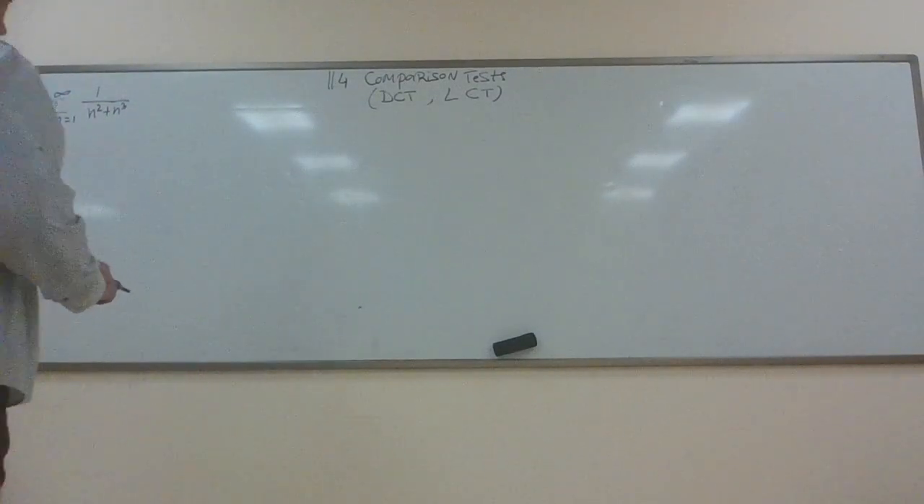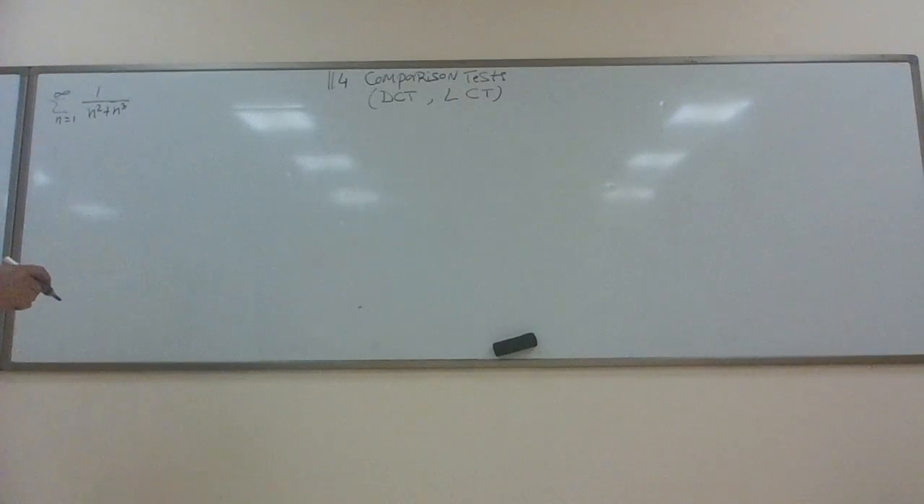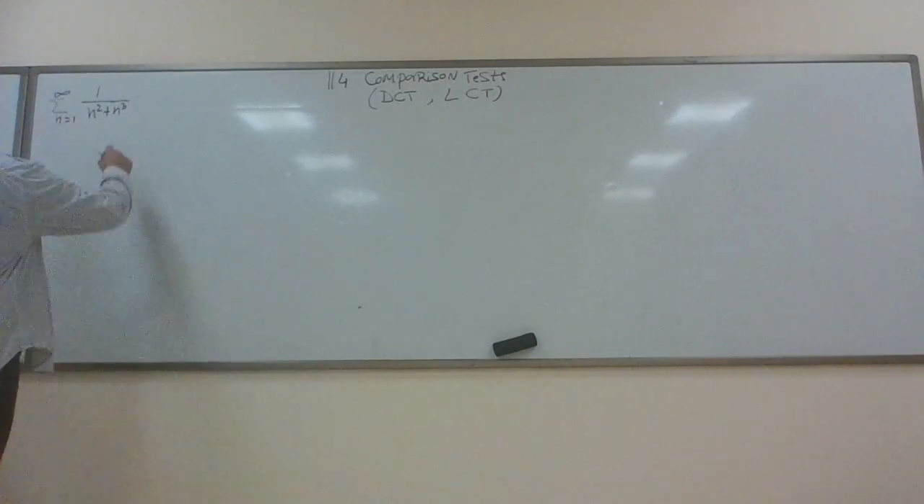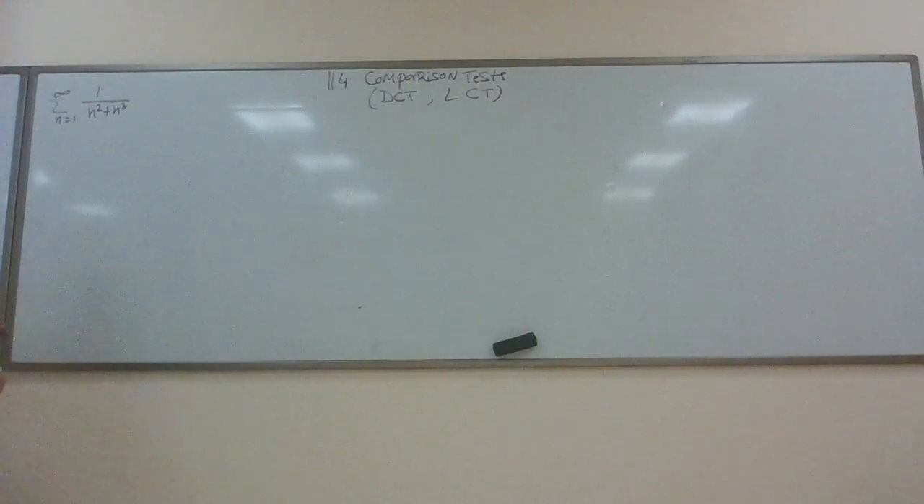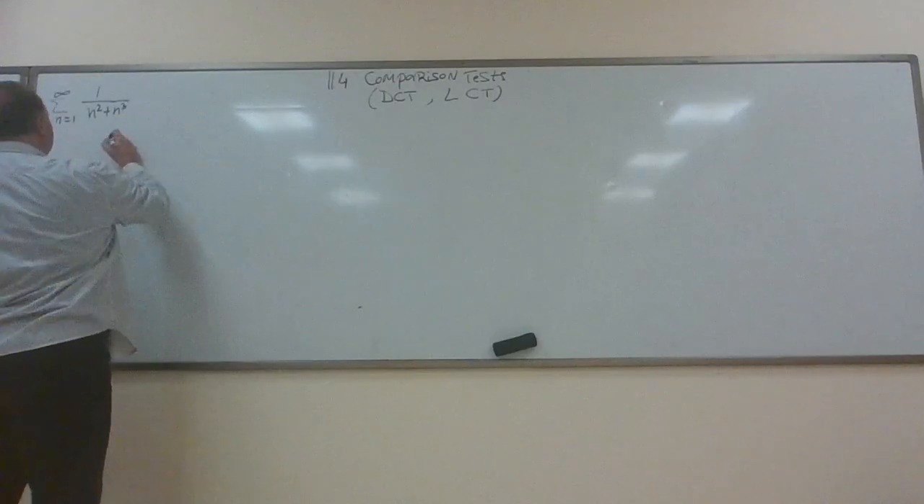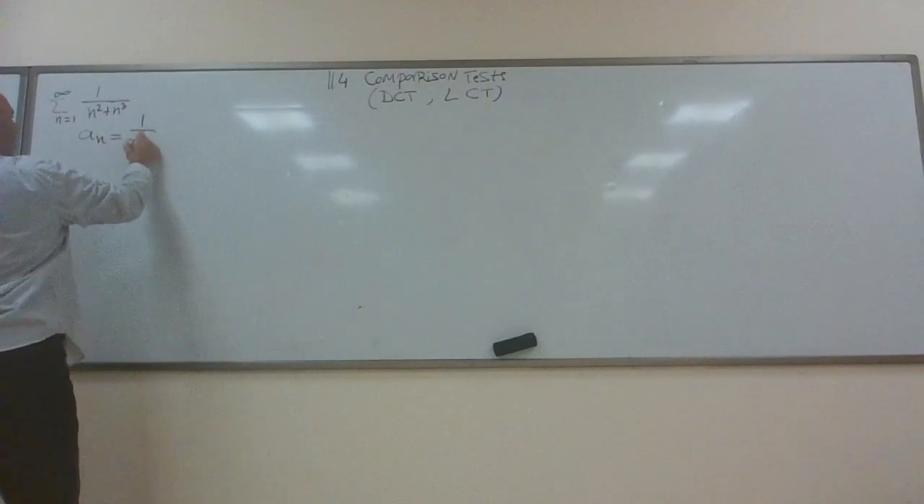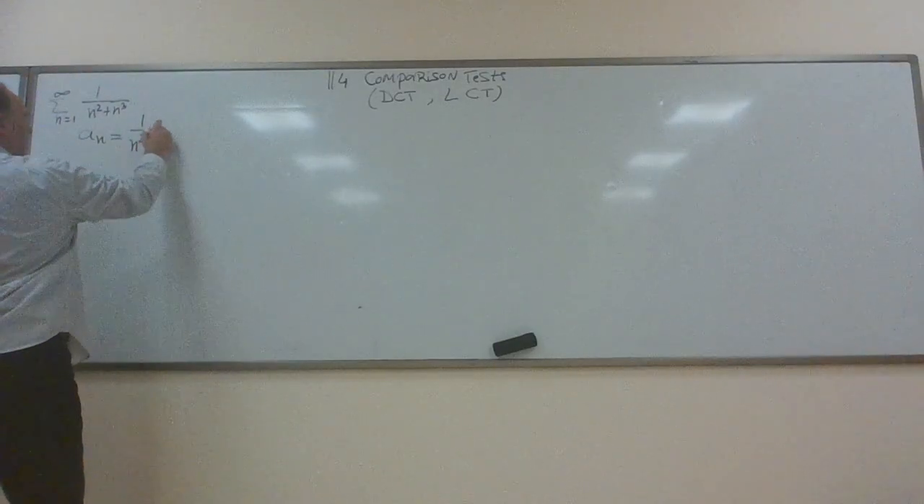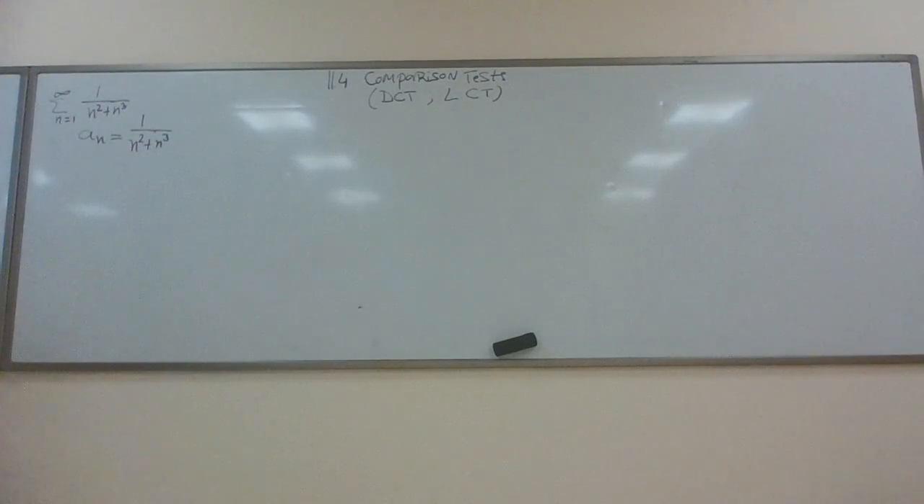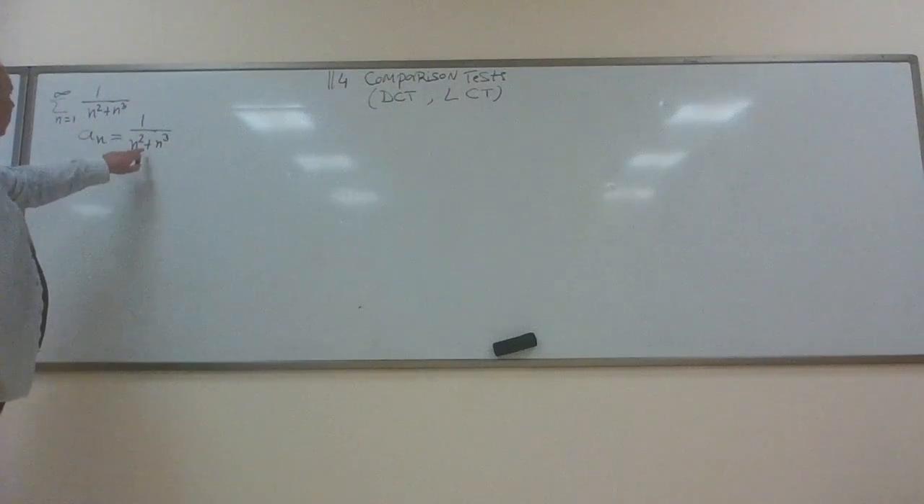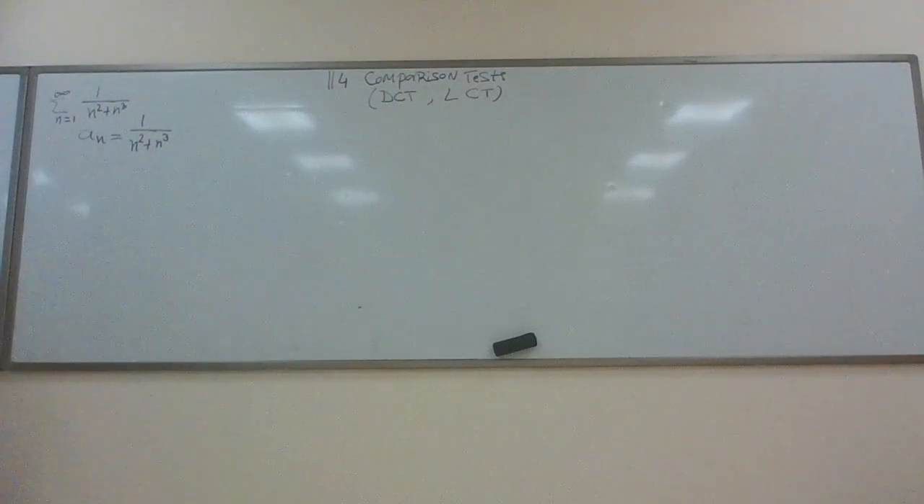We start with some examples for comparison tests, direct comparison test and limit comparison test. So essentially we need to figure out which one of the tests is more appropriate or easier to apply. So in this situation here, we see that the general term of the series is this. So now we have n squared plus n cubed in the denominator.